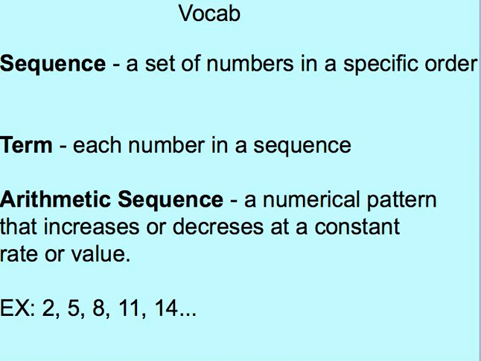So let's start with some vocabulary. A sequence is a set of numbers that are in a specific order. In a sequence, we have terms, so each number in a sequence is called a term. And we have something called an arithmetic sequence, and that is where you have a numerical pattern that increases or decreases at a constant rate or value.